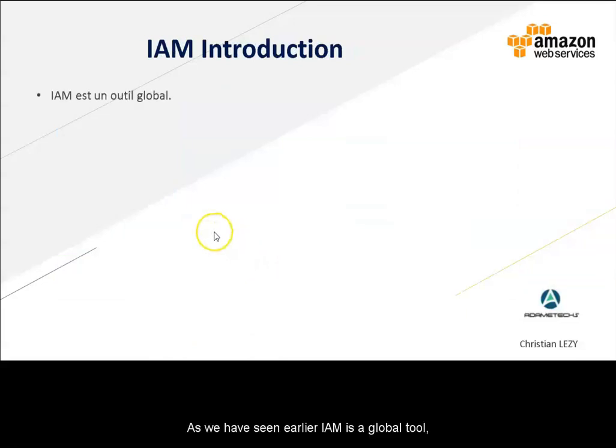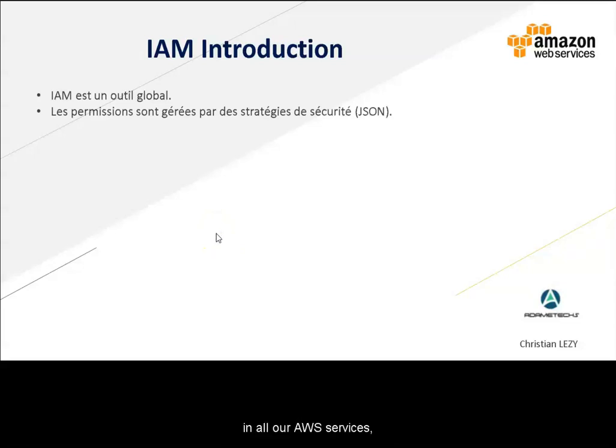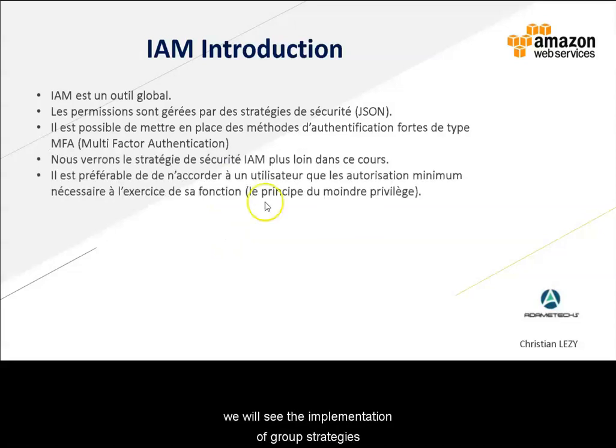As we have seen earlier, IAM is a global tool. Decisions and settings in the IAM service will be reflected in all of our AWS services. Our permissions are managed by group policies written in JSON, and it is possible to set up strong authentication methods such as MFA, multi-factor authentication. Later on in this course, we will see the implementation of group strategies and their writing.